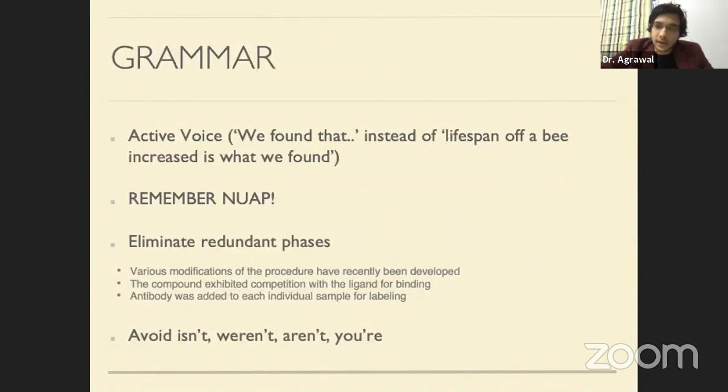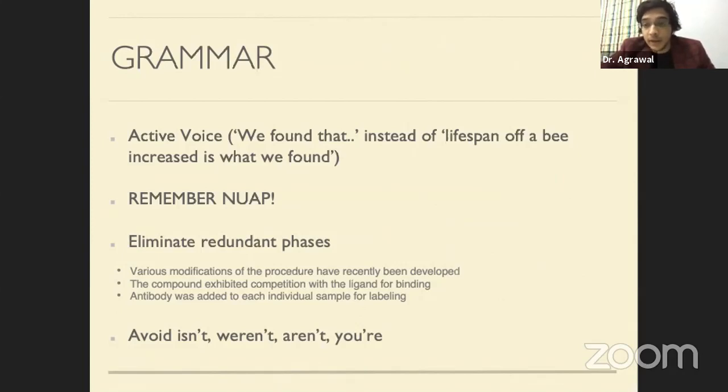Use active voice, because active and passive, I'm sure you guys have all studied in your 10th standard. Active voice is basically trying to shorten the sentences. So instead of saying that the lifespan of a bee increased in our contained environment is what we found, because that makes it a complex sentence, just say we found that the average lifespan of the bee increased in our contained environment, right?